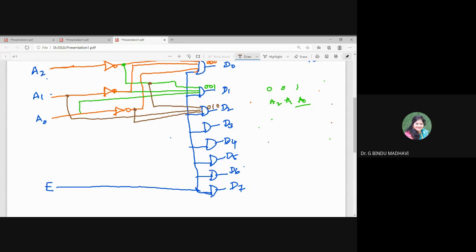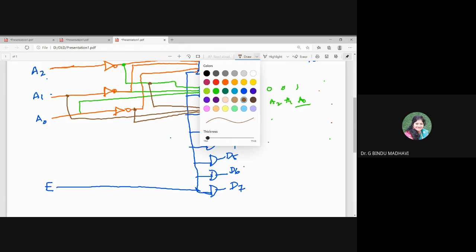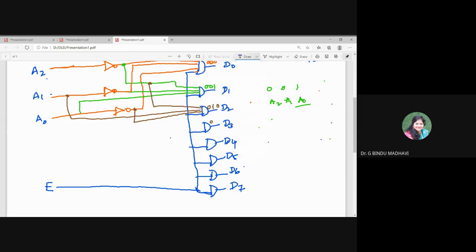Next, coming to D3. D3 is 0, 1, 1. Yes, 0, 1, 1. The 0 represents A2. So I'm continuing from this point.